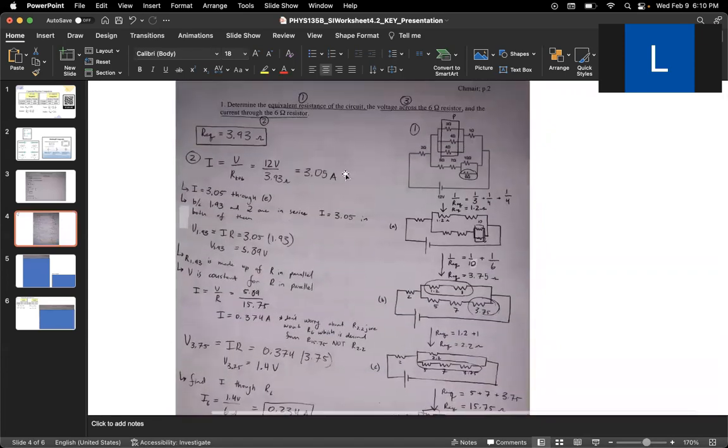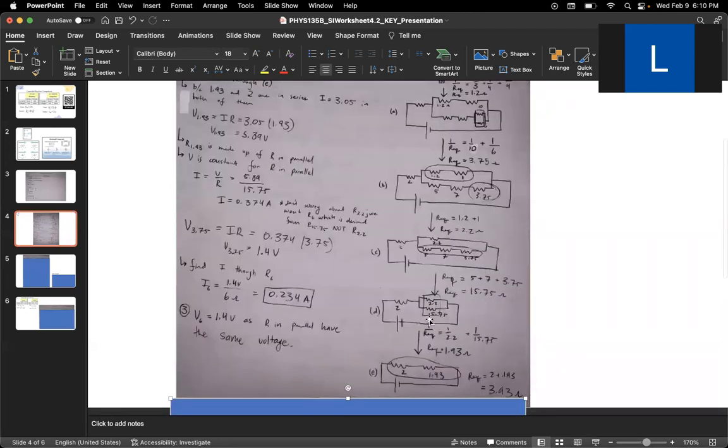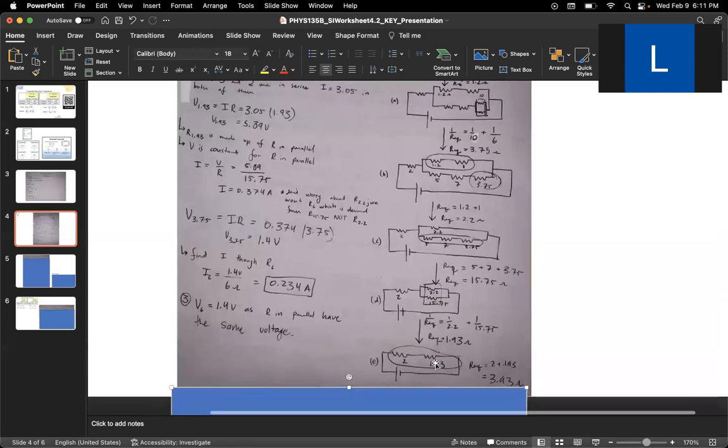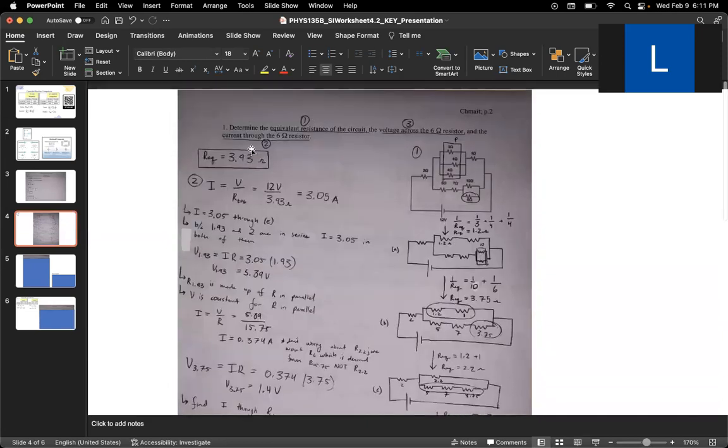Okay. And of note, you want to know where that 6 ohm is. So we know it's here, and then it still is here. It's now embedded in this 3.75, which becomes embedded in this 15.75, and that becomes embedded in this 1.93. So just make sure you keep tabs on where that value is incorporated. Okay, so part 1 right here, we're done.